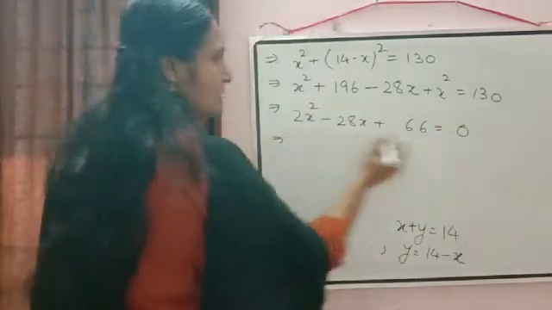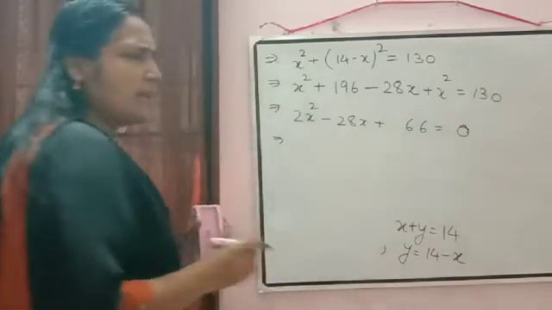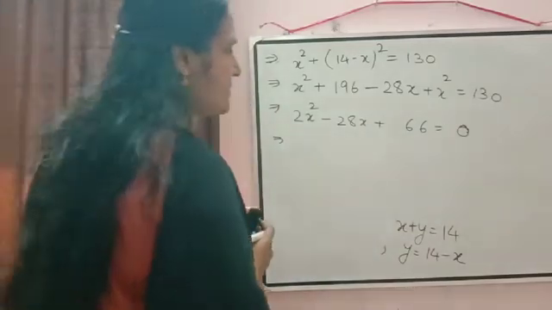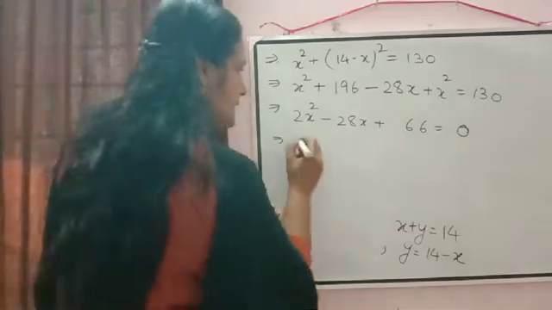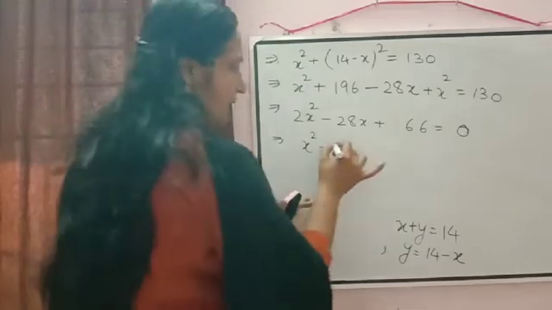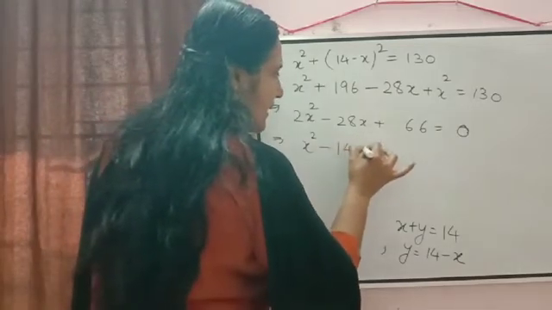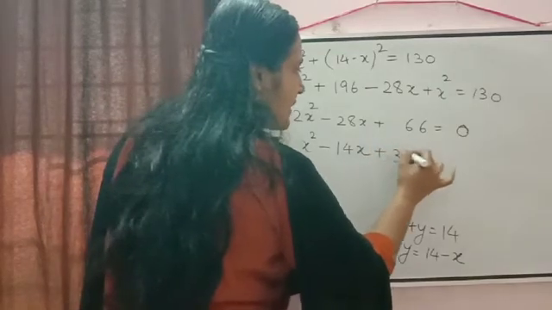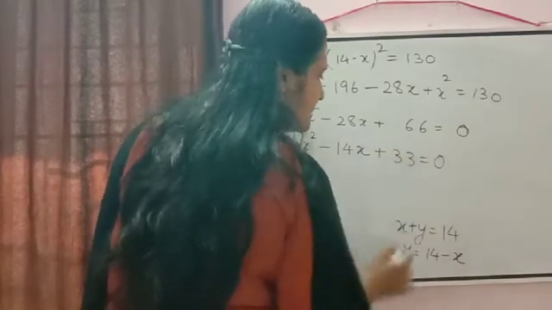Now what we will do, just to check, we are dividing to make our calculation easier. All the expressions are divisible by 2. So we can cancel it by 2. Then it will be equal to x square minus, yes, 2 1s are 2, 2 4s are 8, x square minus 14x plus 33 is equal to 0.